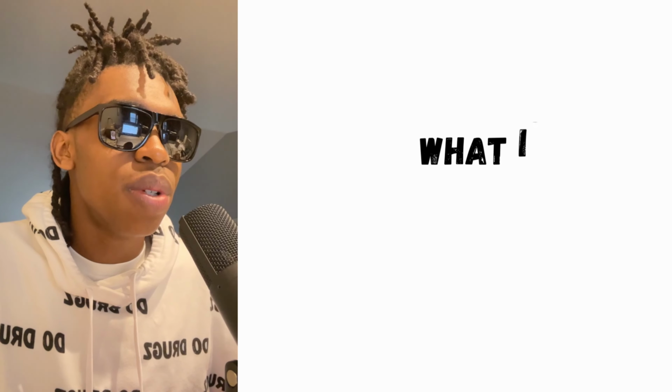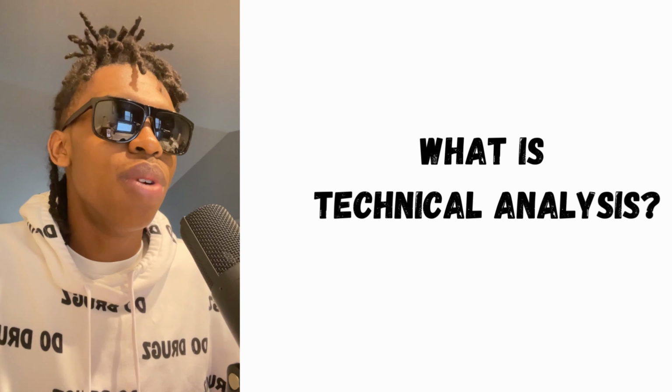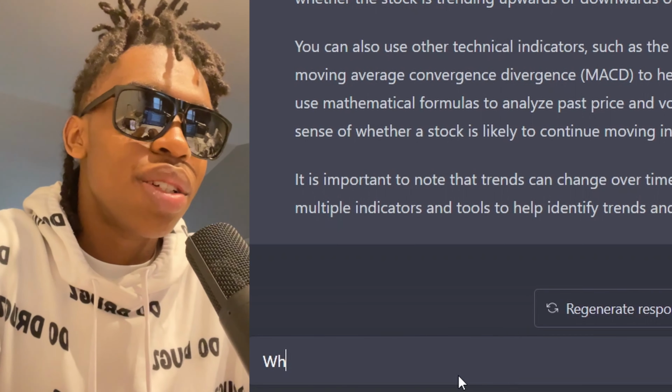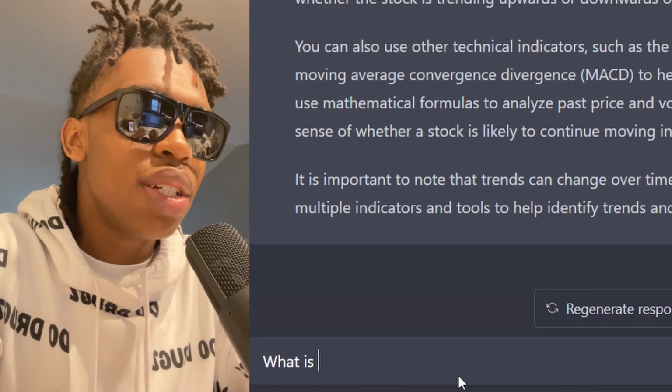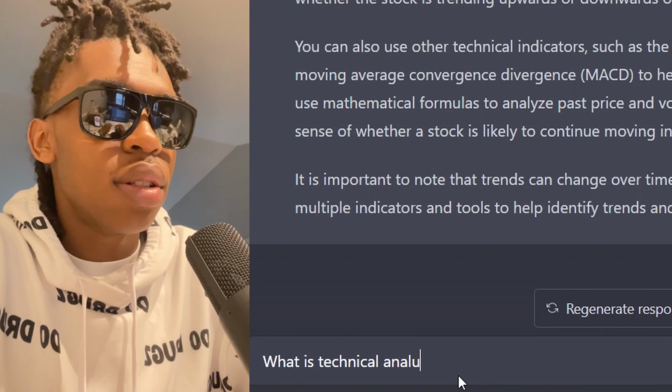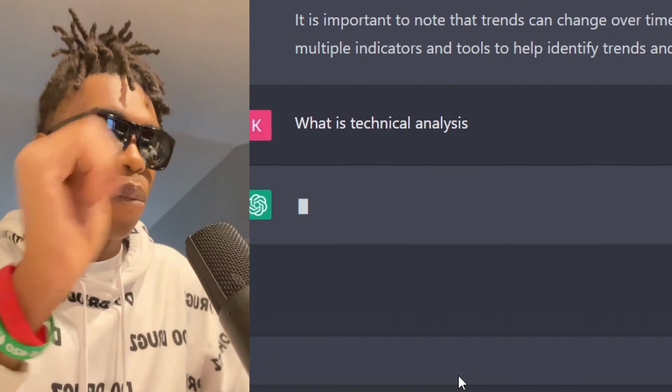But the last question we're gonna ask it is, what is technical analysis? Cause that's what it is. That's how I trade. What is technical analysis? Oh shit, I can't type.